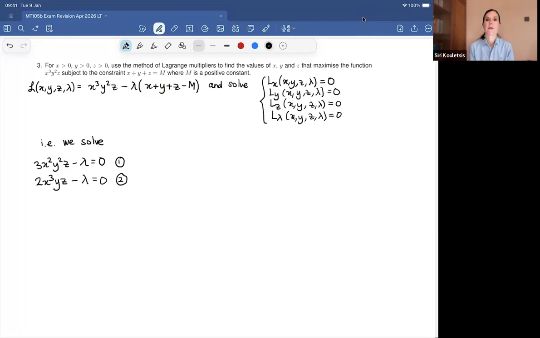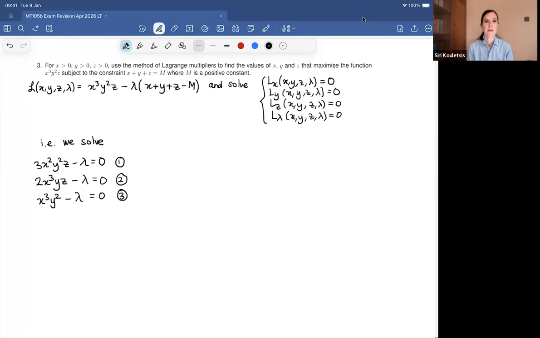Now, differentiating partially with respect to z, what multiplies z here involving x and y is treated as a constant, so x cubed y squared is the partial derivative of x cubed y squared z with respect to z, and then we have minus lambda z left here, so differentiated with respect to z, we get minus lambda, and then we set that equal to 0. That is our third equation.